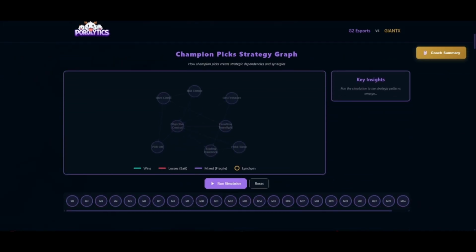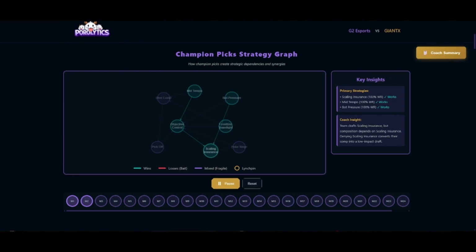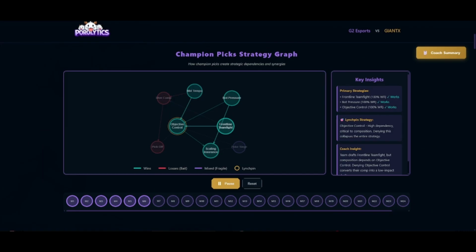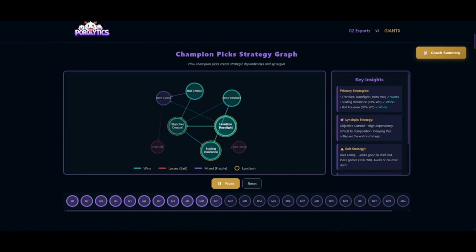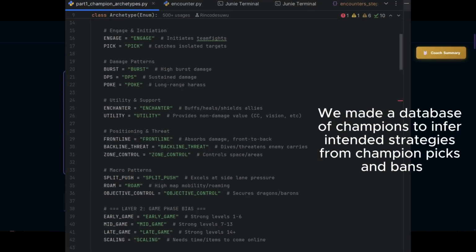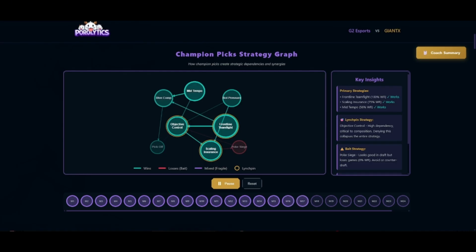It visualizes how champion peaks translate into strategic identities and how these strategies depend on each other across the game. We can see the matches used for the data, then the linchpin strategy, the primary strategies, the base strategy, and the coach insight. Then comes the champion band strategy graph.